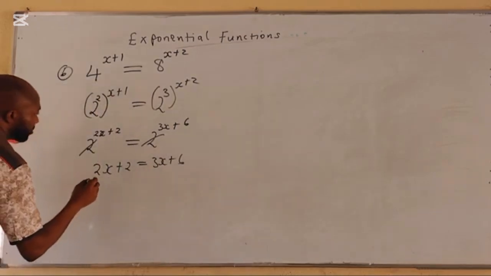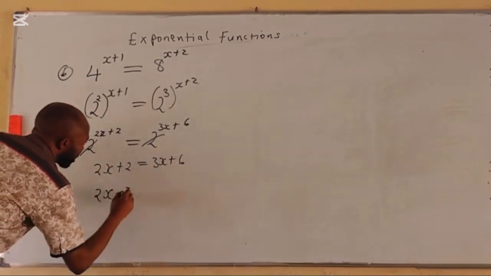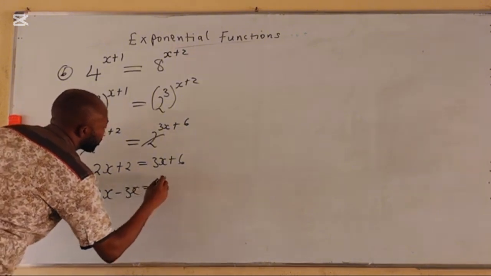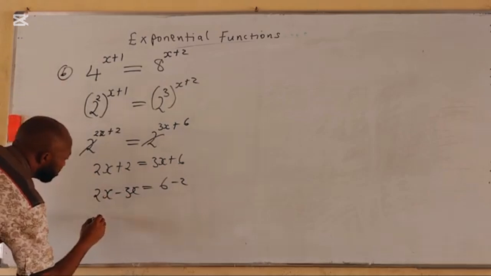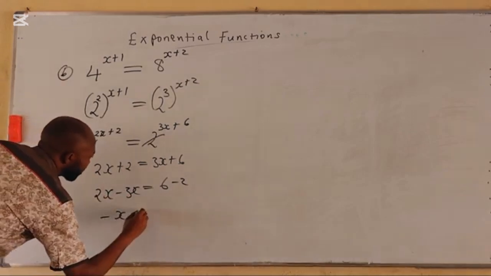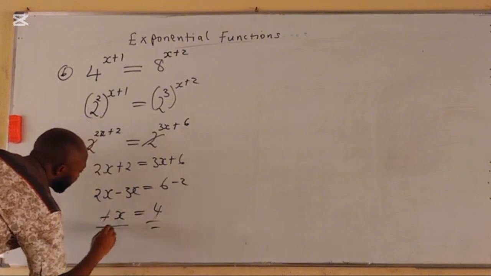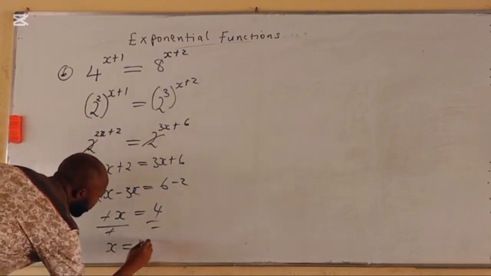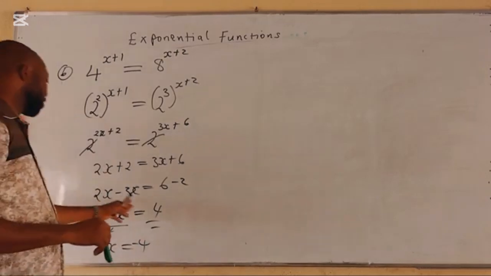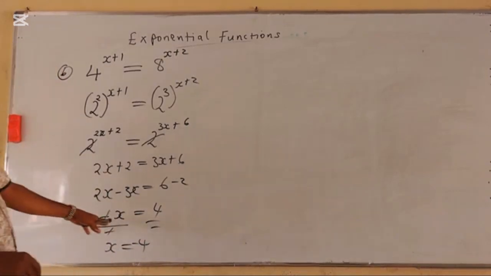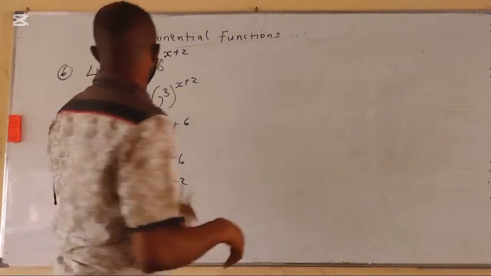I collect like terms. 2x minus 3x is equal to 6 minus 2. This is minus x is equal to 4. Divide both sides by minus 1. x is equal to minus 4. 2x minus 3x is minus x. So that's our 6th question.